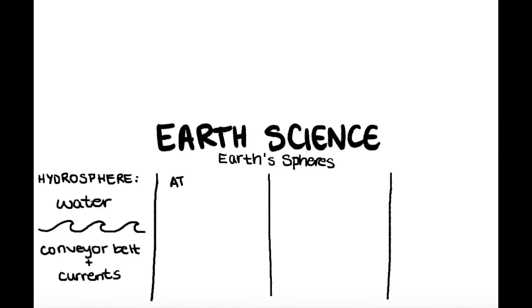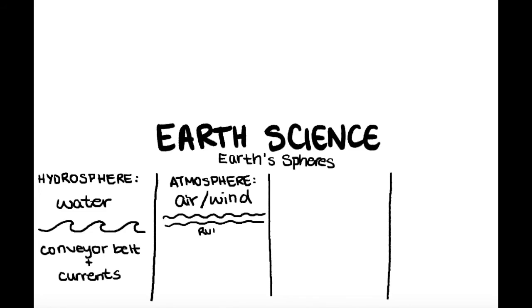Now let's breeze on to the atmosphere. It holds all the gases on Earth, moving it around to create global winds. There are 3 rules that all global winds follow. Rule number 1 is that warm air rises. Rule number 2 is that cool air falls. And rule number 3 is that when air hits a hard surface, it diverges.